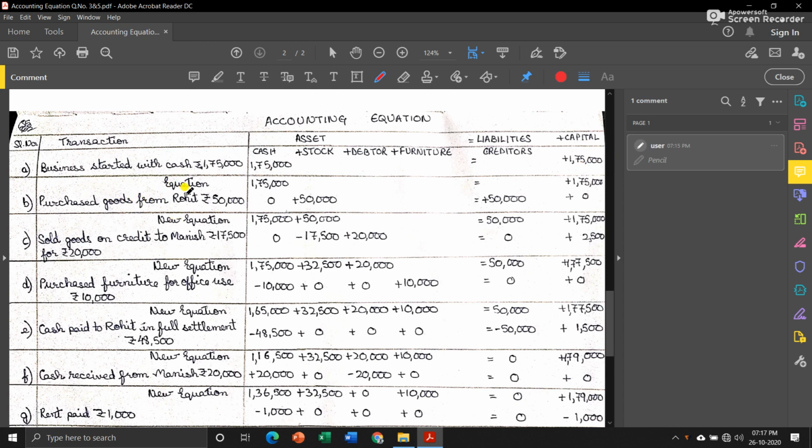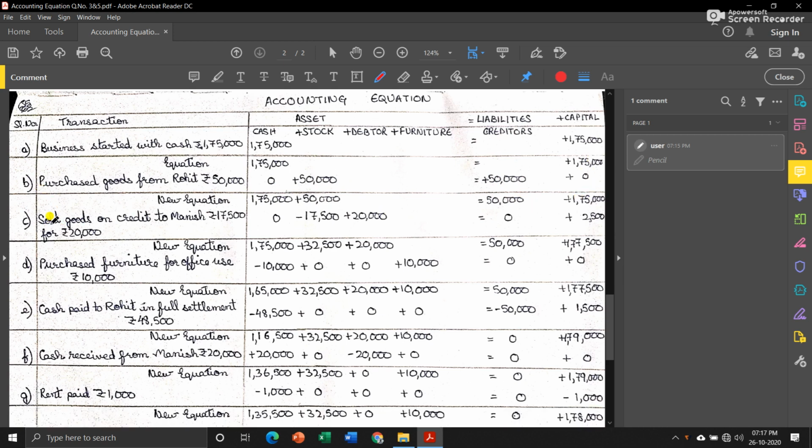Then he purchased goods from Rohit rupees 50,000. Since they didn't mention whether he purchased on cash or credit, we will consider it as a credit purchase. So 50,000 stock of goods came inside the business and it increased his liability, that is we will write creditors, and under creditors we will write 50,000. So new equation we got: cash 1,75,000, stock 50,000, liability creditors 50,000 and capital 1,75,000.